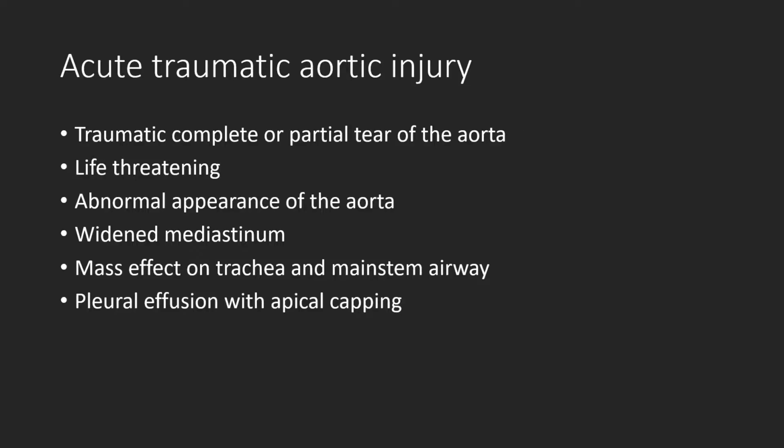This represents what we call an acute traumatic aortic injury, which represents a partial or complete tear of the aorta. These are life-threatening, with some patients not even living to reach the hospital, let alone getting a CTA. These are characterized by an abnormal contour of the aorta, typically at the level of the aortic knob, on chest X-ray with associated mediastinal widening, increased density of the mediastinum, resultant mass effect on the trachea, and possibly a hemothorax.